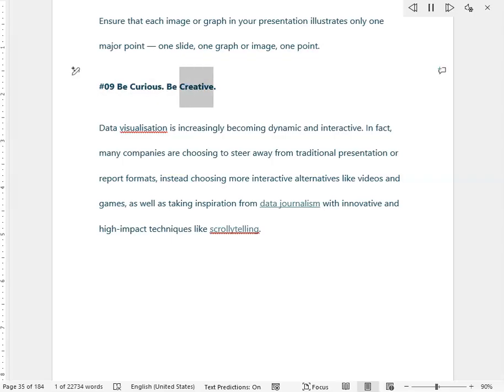Be creative. Data visualization is increasingly becoming dynamic and interactive. In fact, many companies are choosing to steer away from traditional presentation or report formats, instead choosing more interactive alternatives like videos and games, as well as taking inspiration from data journalism with innovative and high-impact techniques like scrollytelling.